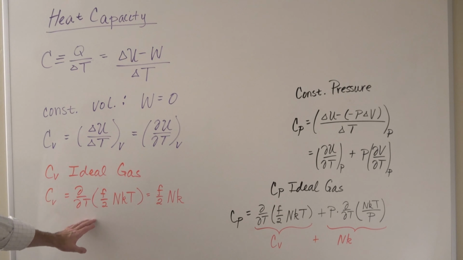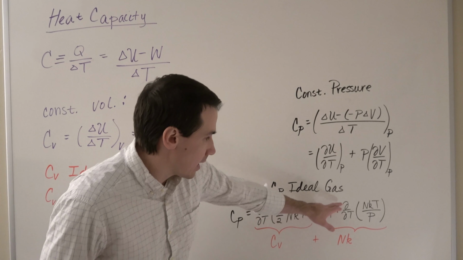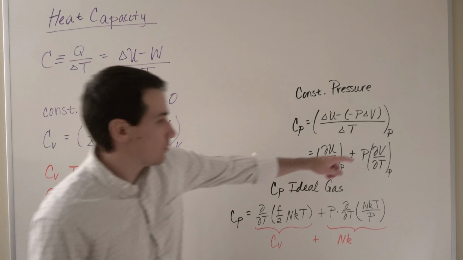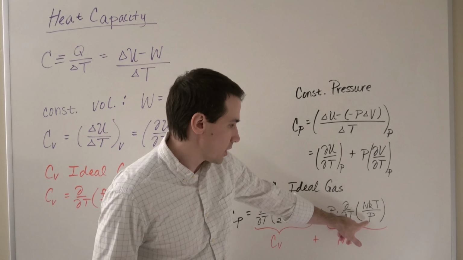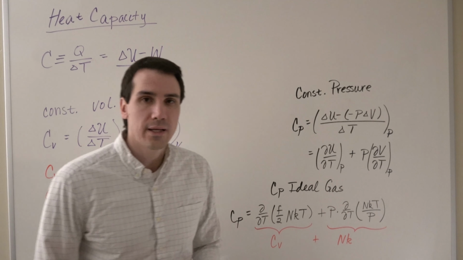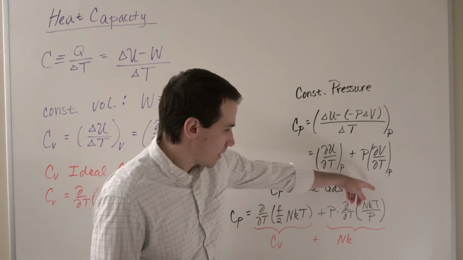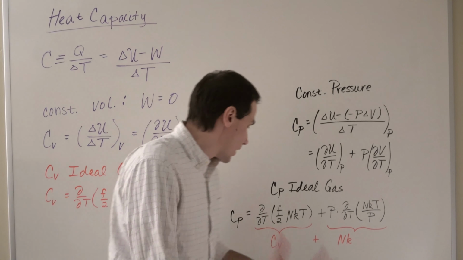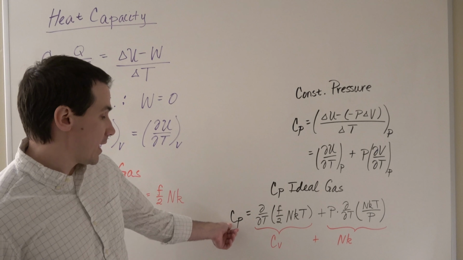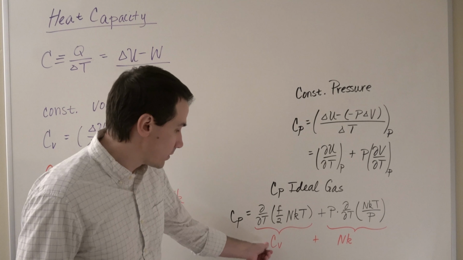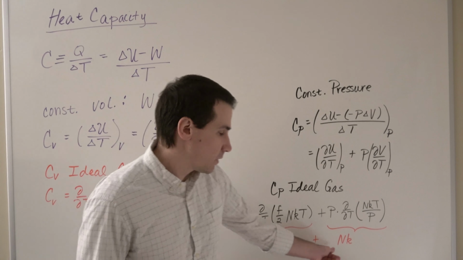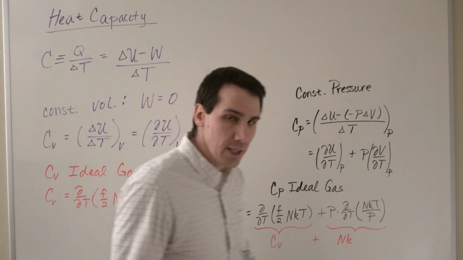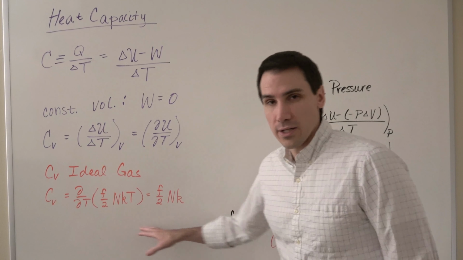And then we end up with P times the partial derivative of nKT. This is taken at constant pressure. So we're taking this derivative at constant pressure, so the only variable in here is the temperature. And the temperature drops out, and the P in front cancels here, so this is nK. So for an ideal gas, our heat capacity at constant pressure is equal to the heat capacity at constant volume plus nK. As expected, this is larger than our heat capacity at constant volume.